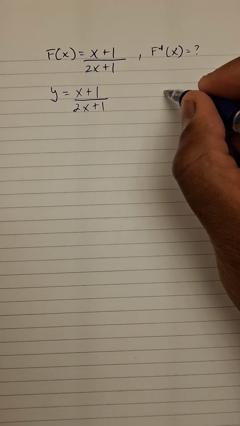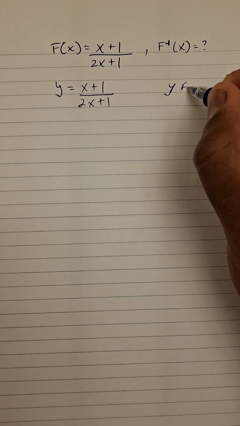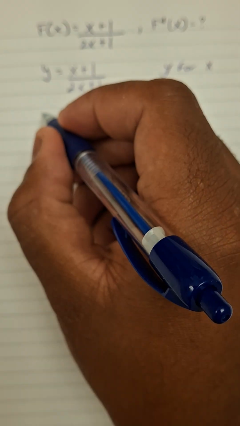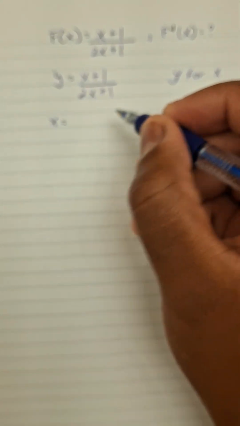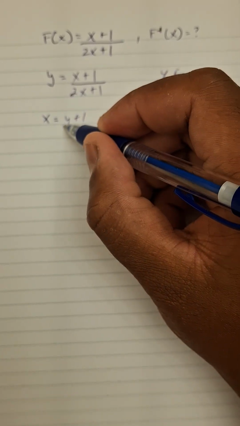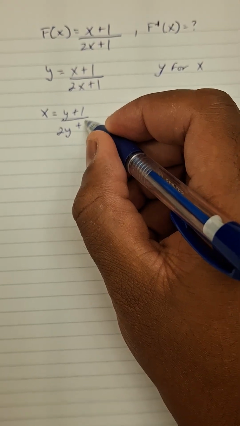Now we are going to swap y for x. And so what we'll do is we'll call this x. We'll call this (y + 1) divided by (2y + 1).